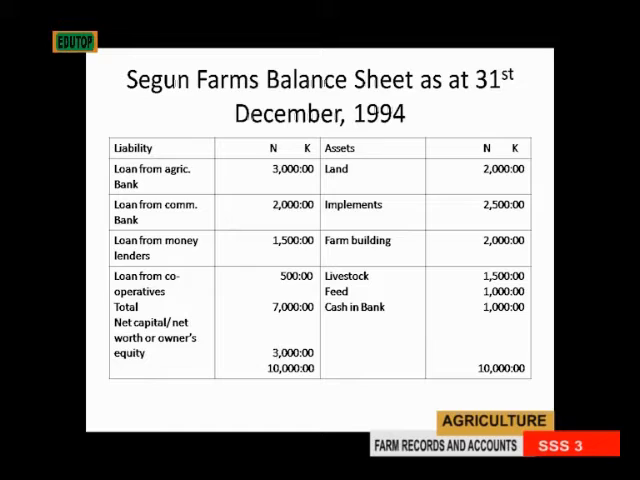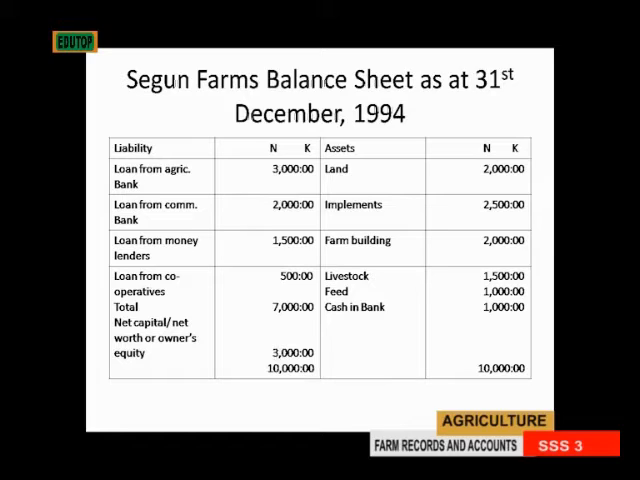The liability being on the left hand side. So you see it on the left hand side while you have the assets on the right hand side. And at the end of the day, you see that there is a balance. That's one thing about accounts, it has to balance. The total is 7,000. The total of the liability is 7,000.